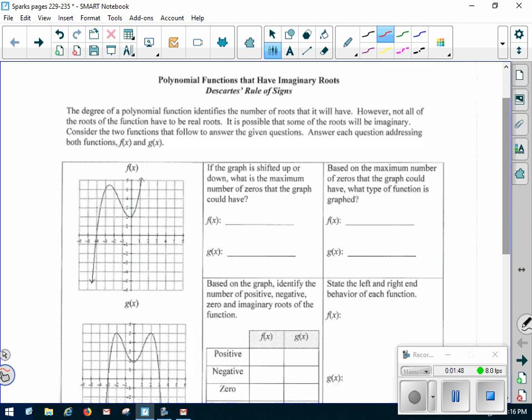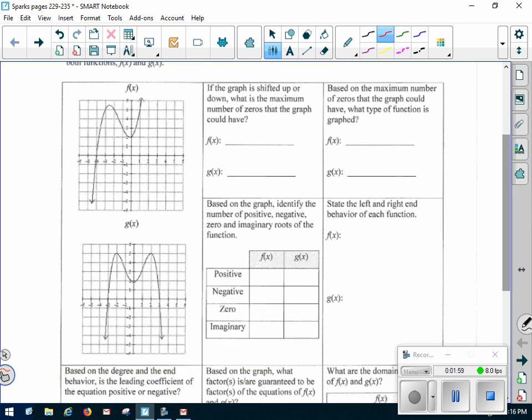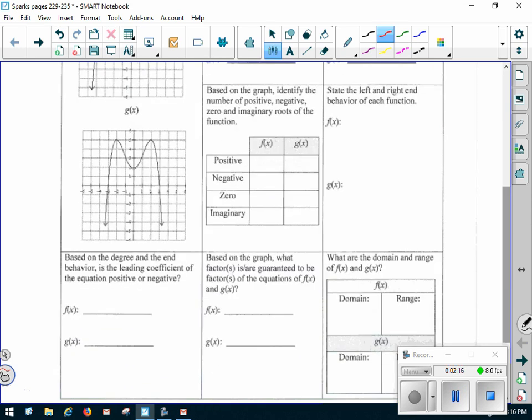Okay, we've got 2 functions here that we're going to specifically discuss. Look at these functions f and g. Look at that first question. If the graph is shifted up or down, we're going to leave the x and y axes where they are. If we shifted this graph up or down, what's the maximum number of zeros this graph could have? 3, right. What about g? 4.